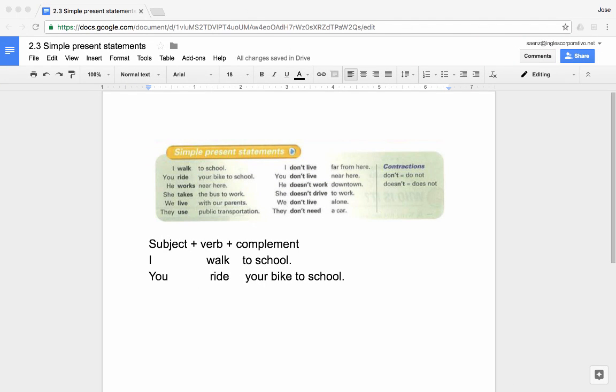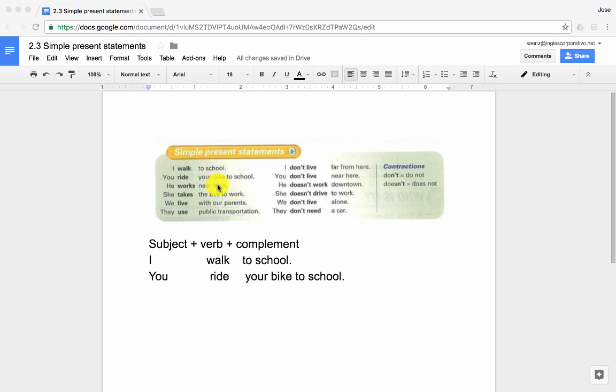There is a particular rule that I would like to explain as well, and that has to do with the third person. First of all, whenever we refer to the third person, we're talking about he, she, and it. So the rule is, in the simple present, whenever we make statements with the third person, we will add an S to that verb. Let's take a look at that particular rule.